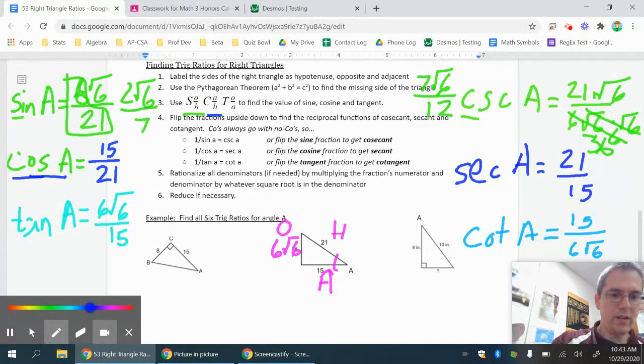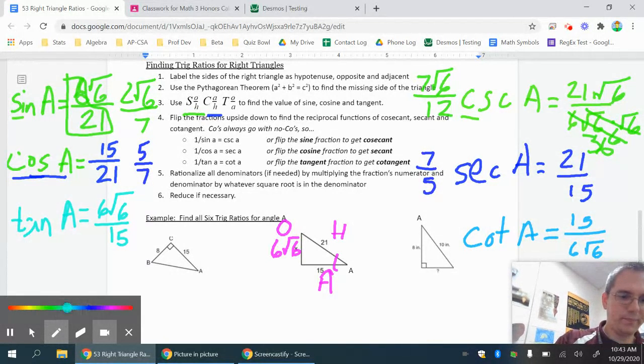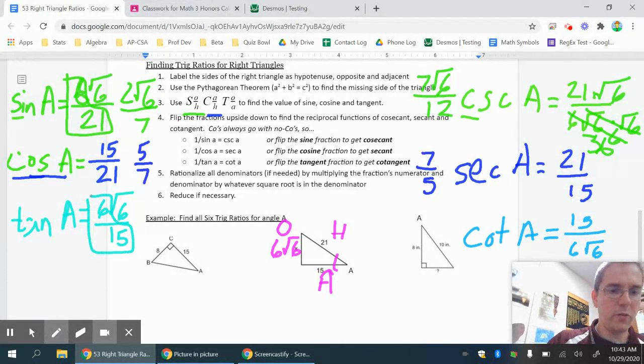The cosine, those reduce pretty simply. 5 over 7, they both divide by 3. And then the secant both reduces nicely, 7 over 5. This one, tangent, I have 6 root 6 over 15. You can go ahead and divide both of those, the 6 and the 15, not the 6 under the root, but that is 2 root 6 over 5.